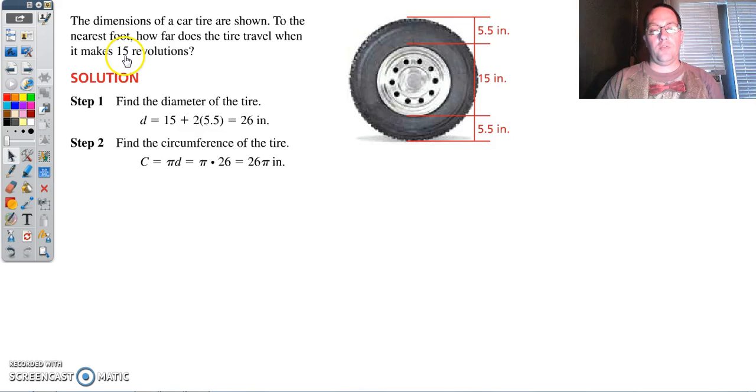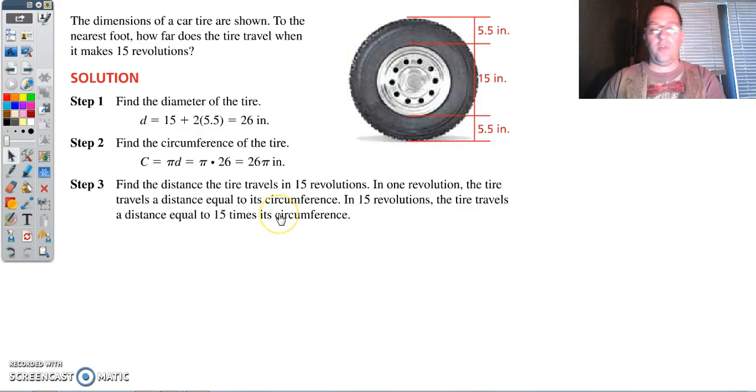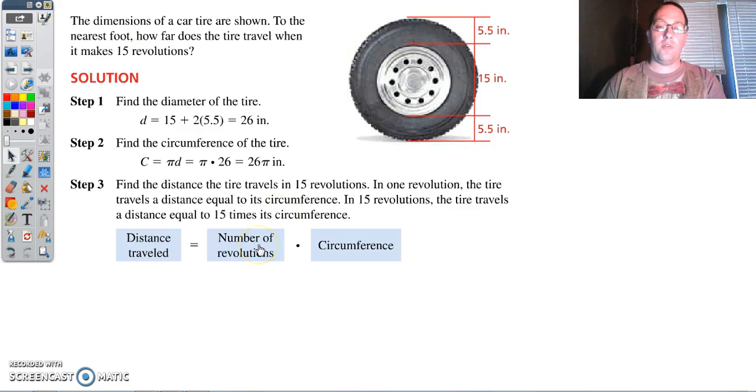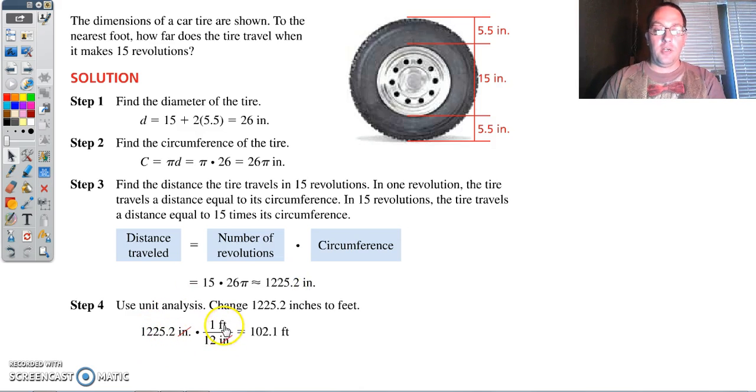We want 15 revolutions. So, very simply, all we're going to do is take the number of revolutions times the circumference, and that'll tell us how far we went. So 15 revolutions times the circumference of 26 pi gives us about 1225.2 inches. But this one's in feet. So we take our inches, we change them to feet, divide by 12 basically, and you have 102.1 feet. Except it's to the nearest foot, so we round that off, and we have approximately 102 feet. All right, so not too bad.